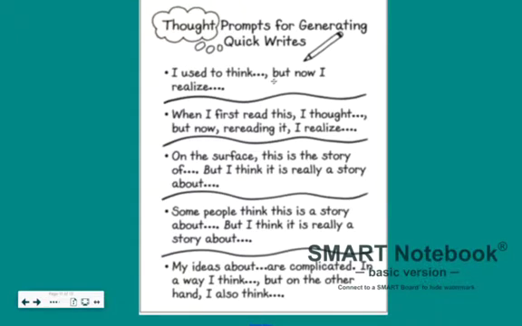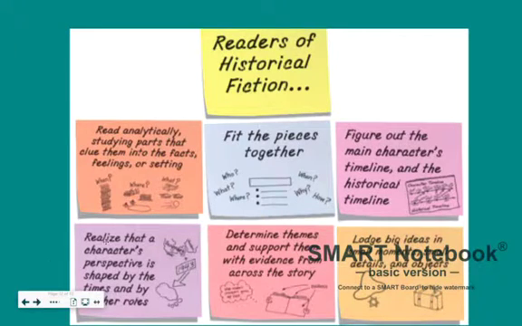I used to think, but now I realize. When I first read this, I thought, but now I'm rereading it, I realize. On the surface, this is a story of blank, but I think it's really a story about. Some people think this is a story about, but I think it's really a story about. My ideas about blank are complicated. In a way I think blank, but on the other hand, I also think blank. So if your mind's changing when you're reading, you can use these. If you have a strong thought on theme, then use that thought on theme.